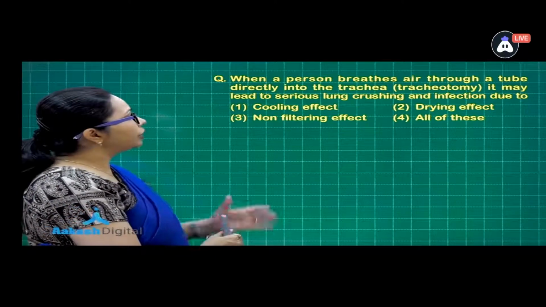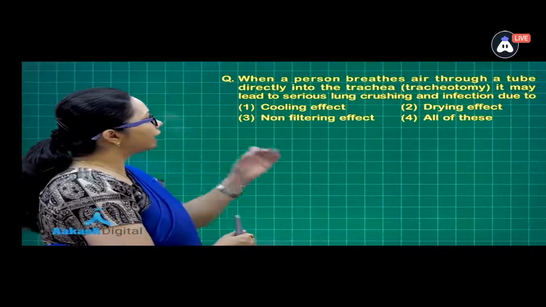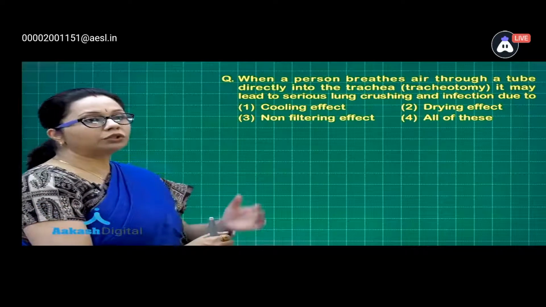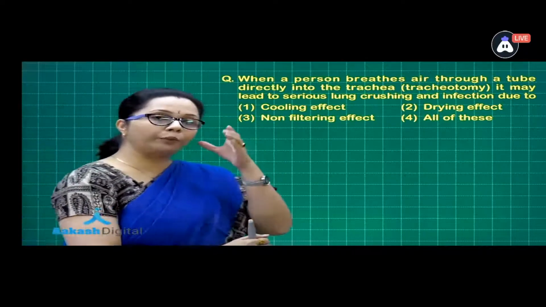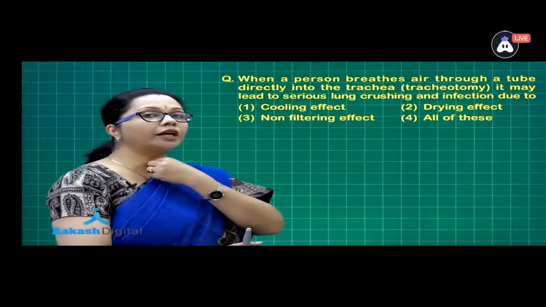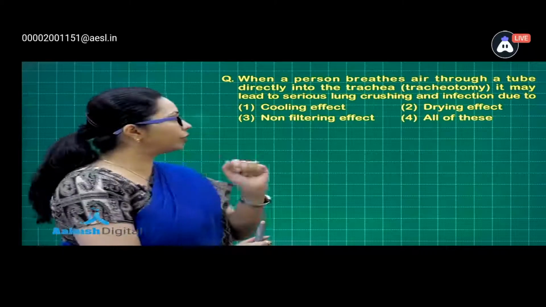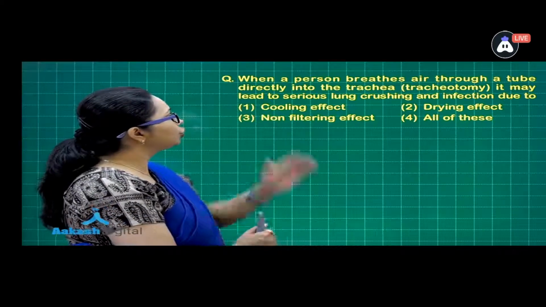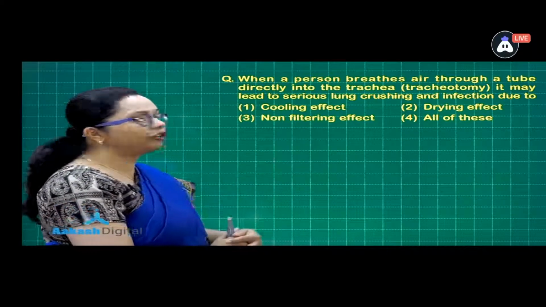Now let us take a question. When a person breathes air through a tube directly into the trachea, that means there is a problem with the upper respiratory tract. The person will have to be cut open so that the air can be taken directly through the trachea. So it may lead to serious lung crushing and infection due to.